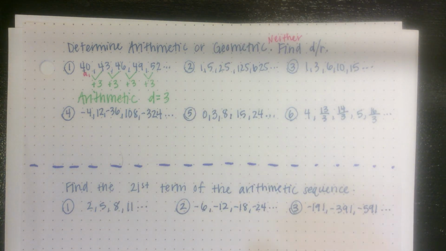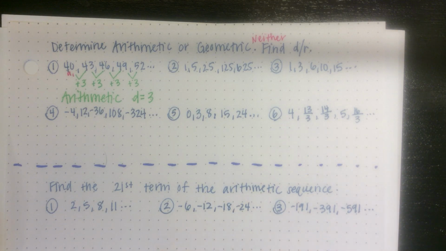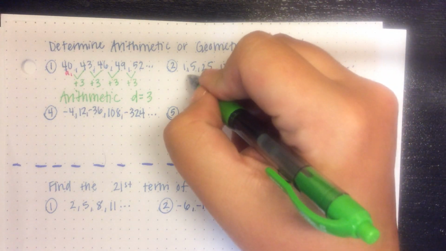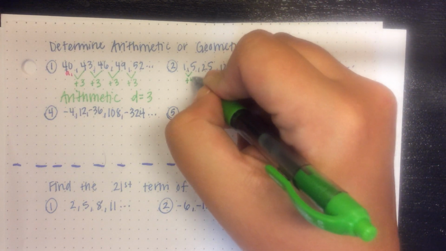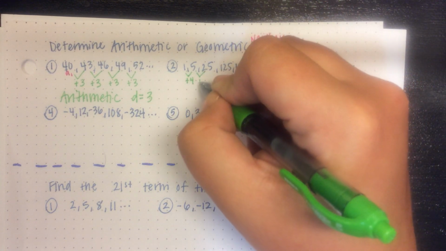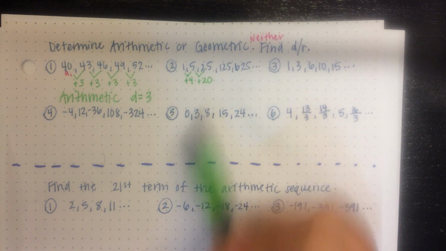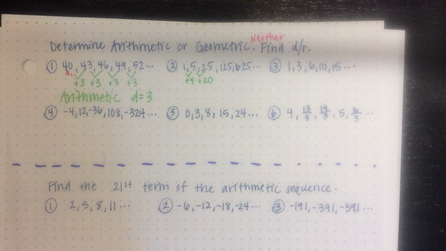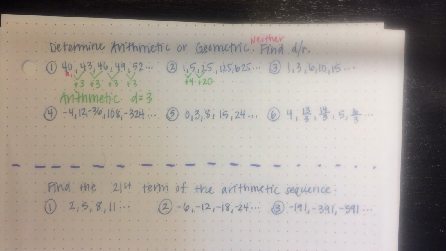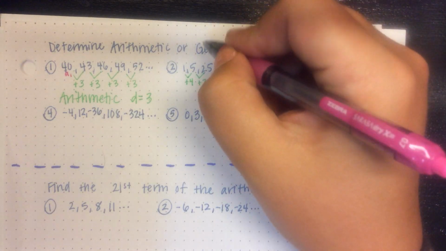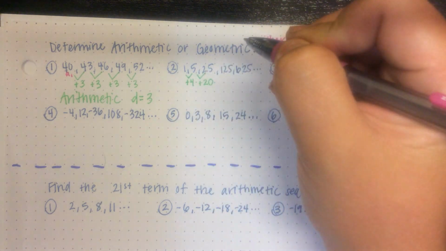All right, for the next one, now you might be able to see it quicker, but I'm going to show you a thought process for if you can't just see it right off the bat. To go from 1 to 5, I would add 4. To go from 5 to 25, I would add 20. So right off the bat, not arithmetic, because I'm not adding the same thing every time. So now I'm going to go to multiplying, right?